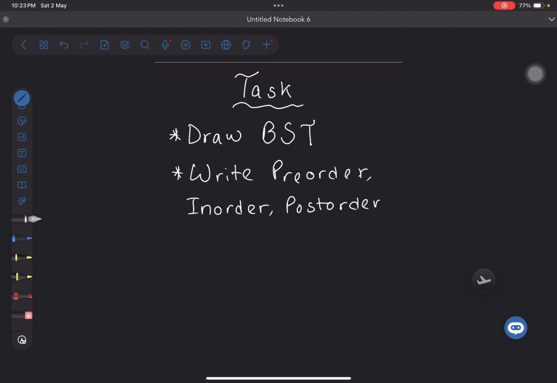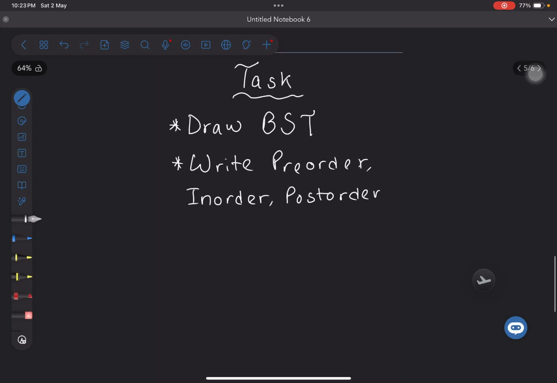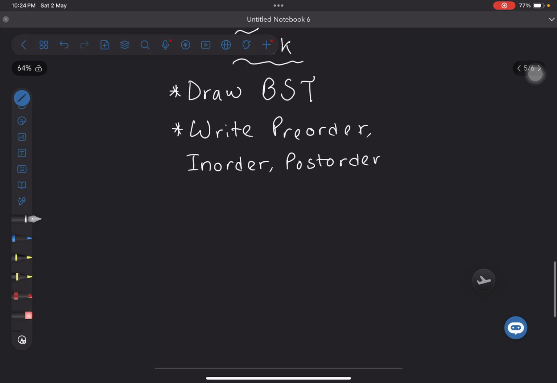Hey everyone, today I'm going to show you guys how you can draw a BST, which is a binary search tree, and also we'll learn the pre-order, in-order and post-order traversals for each of them. Note that I'm not going to be teaching you how to build a BST if you're given the pre-order and in-order, none of that, just how to draw the BST and how to write the pre-order, in-order and post-order. So first of all, let's start with our first example.